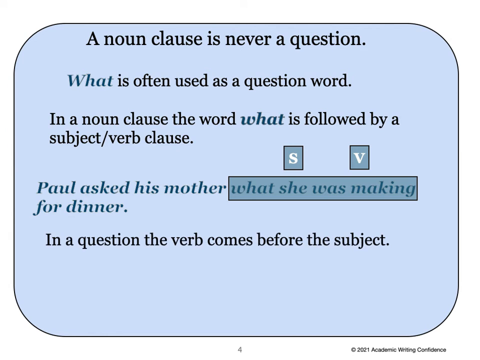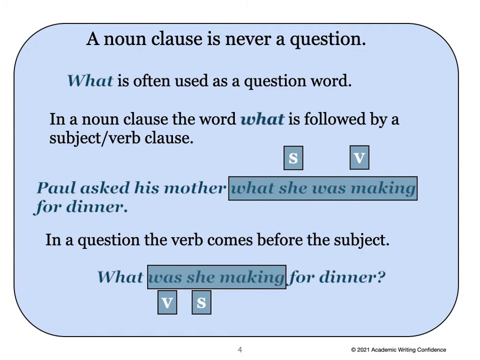In a question, the verb comes before the subject. What was she making for dinner? Here you can see that the verb comes before the subject, was she, in a question, whereas in the noun clause, the subject comes before the verb, what she was. Now this is one good way to know whether the word is being used as a noun clause or as a question.